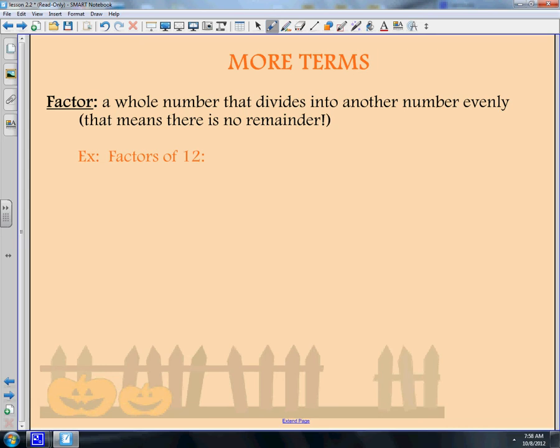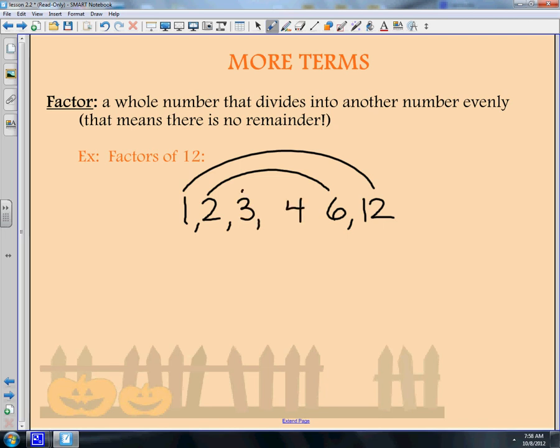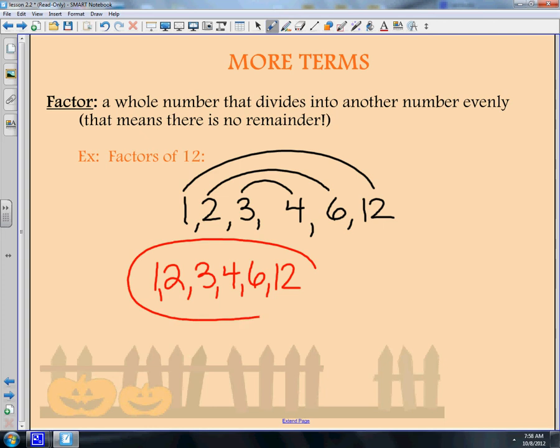So some people do factor trees. Some people do those rainbows like this where you have 1 and 12 and 2 and 6 go together and 3 and 4 go together. So these are all my factors of 12. If I wrote them out, it would be 1, 2, 3, 4, 6, 12 are all my factors of 12.